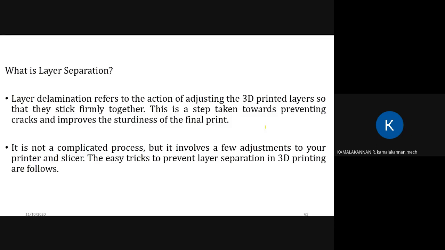Yes, what we have seen on the last PPT. To improve the adhesion, we have to adjust the 3D printer layers so that they stick firmly. It is very much important. It is not a complicated process, but it involves a few adjustments to your print and size. Yes, of course, it won't be a big issue, but it is an important issue. Let us see what things need to be adjusted so that you will get a good output.